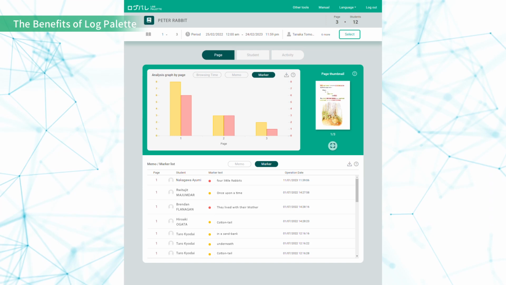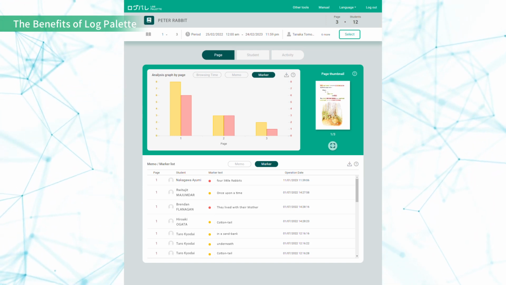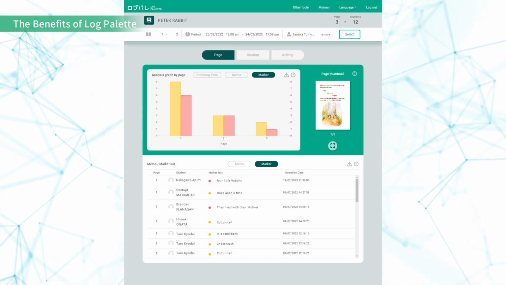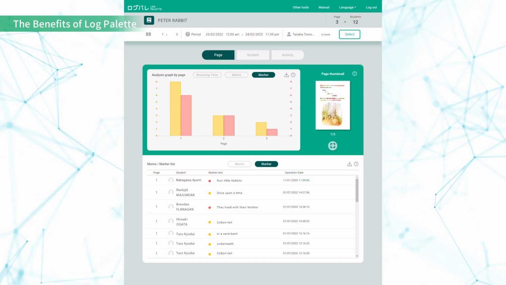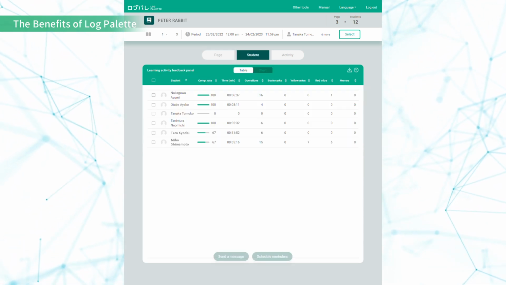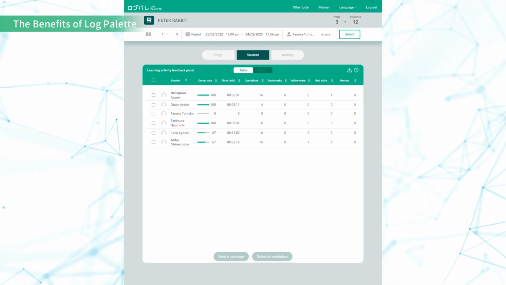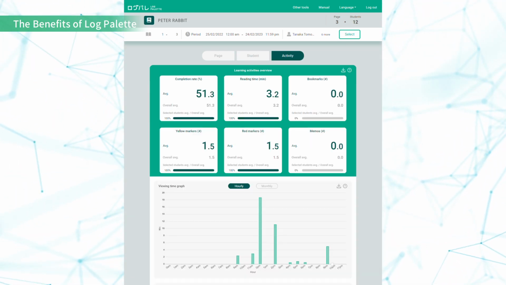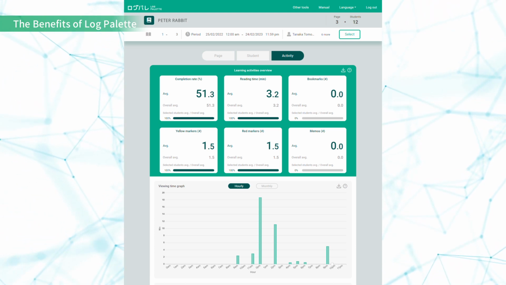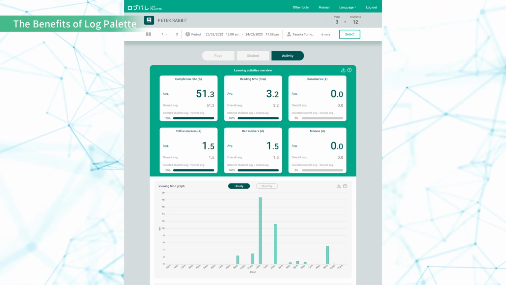In our English course, we are using the active reading dashboard that visualizes where and how many students draw yellow lines. Actually showing them, I can tell them which word they don't understand and give them feedback for various matters. For this reason, I am often using Log Palette.